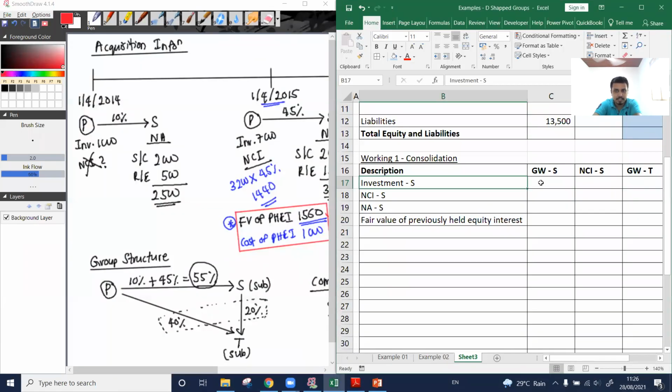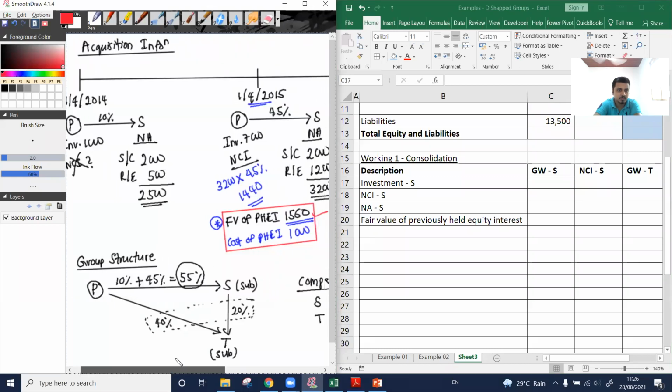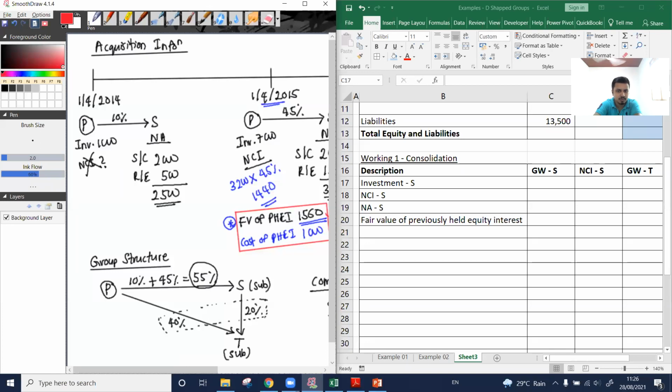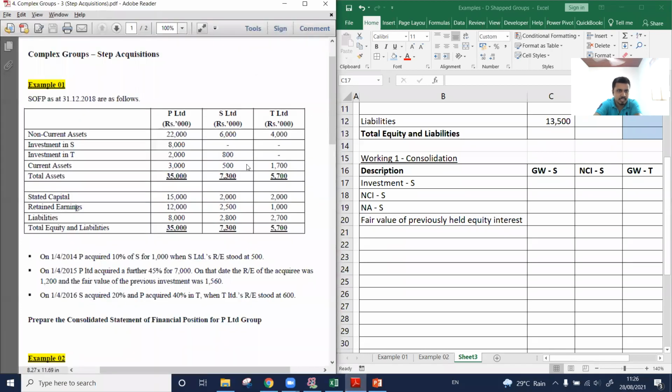what is the investment value? If you go through the balance sheet, investment in S, see here, investment in S, it shows as 8,000, debit 8,000. So this one we need to credit.